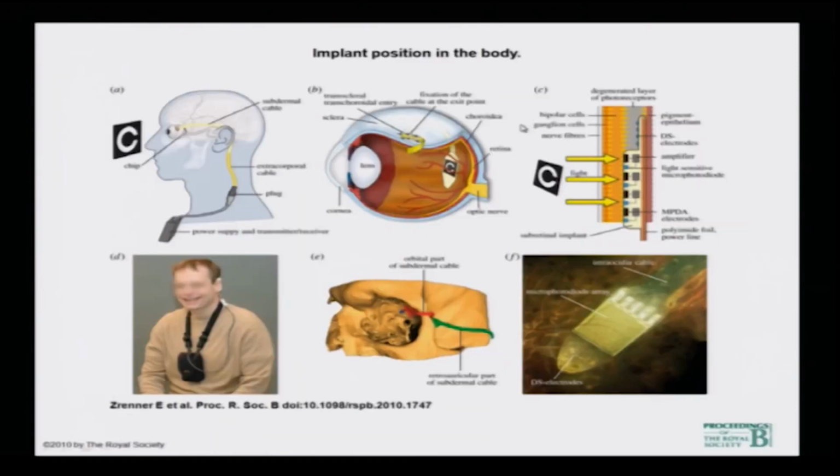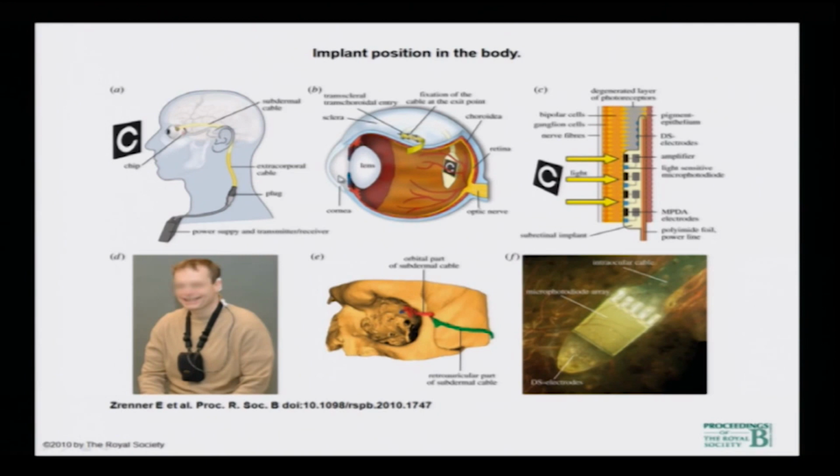Okay. So, now coming to the implant position in the body. This I have already discussed, but now I wanted to show you the exact picture. So, this is where you can put the implant. Either you can put something out here in the front of the eye, and this is how it looks like. So, this is the cornea, this is the lens, and this is where you can put an implant here.